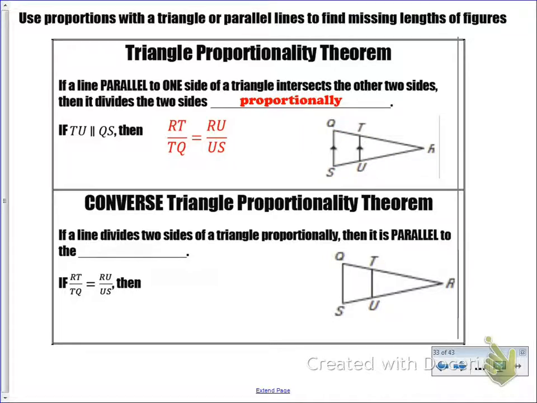And then the converse of that theorem would be if a line divides two sides of a triangle proportionally, then it is parallel to the third side. So in this case, TU would be dividing RQ and RS proportionally such that RT over TQ equals RU over US. Therefore, we can say that TU is parallel to QS.